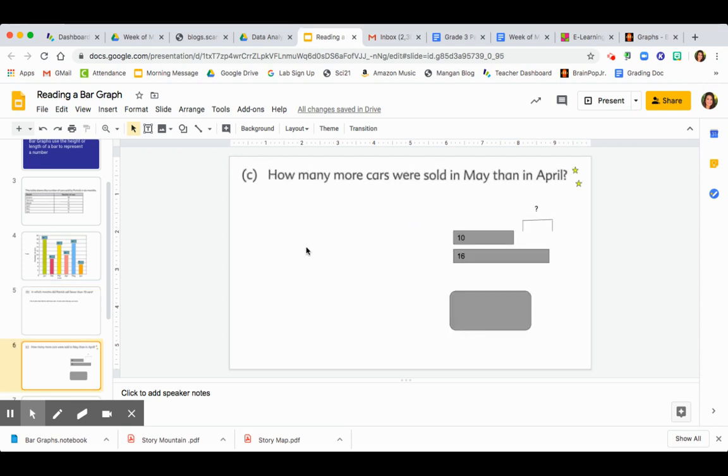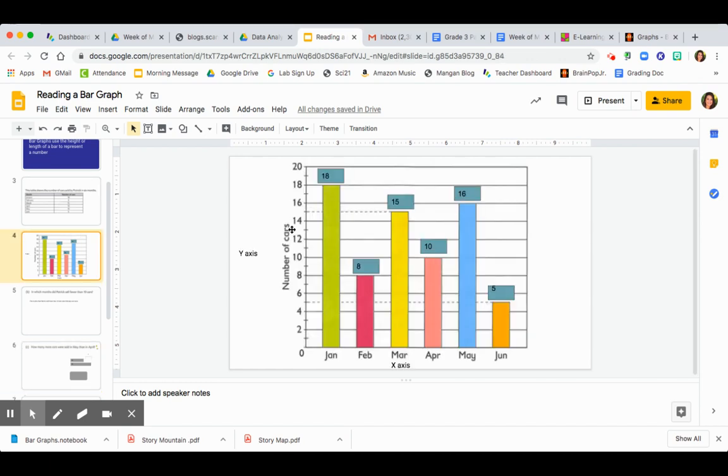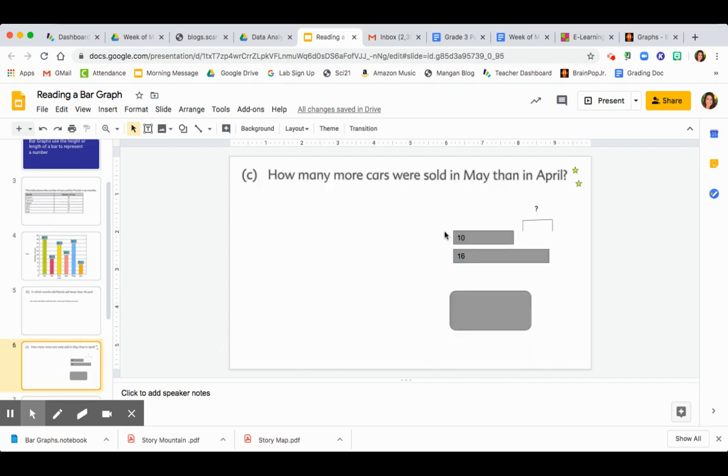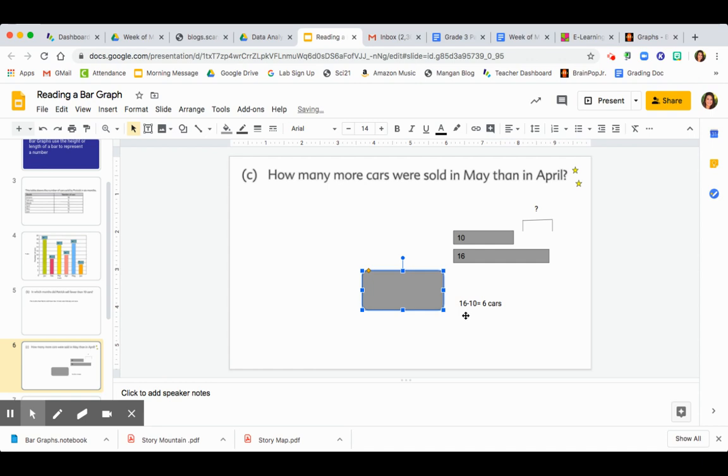How many more cars were sold in May than in April? So that actually reminds me of my bar modeling, right? I can take the data. Here's May and here's April. How many more were sold in May than April? So finding the difference between May, this 16, and April, this 10, what am I going to do? I'm going to do 16 minus 10, which leaves me with 6 cars.